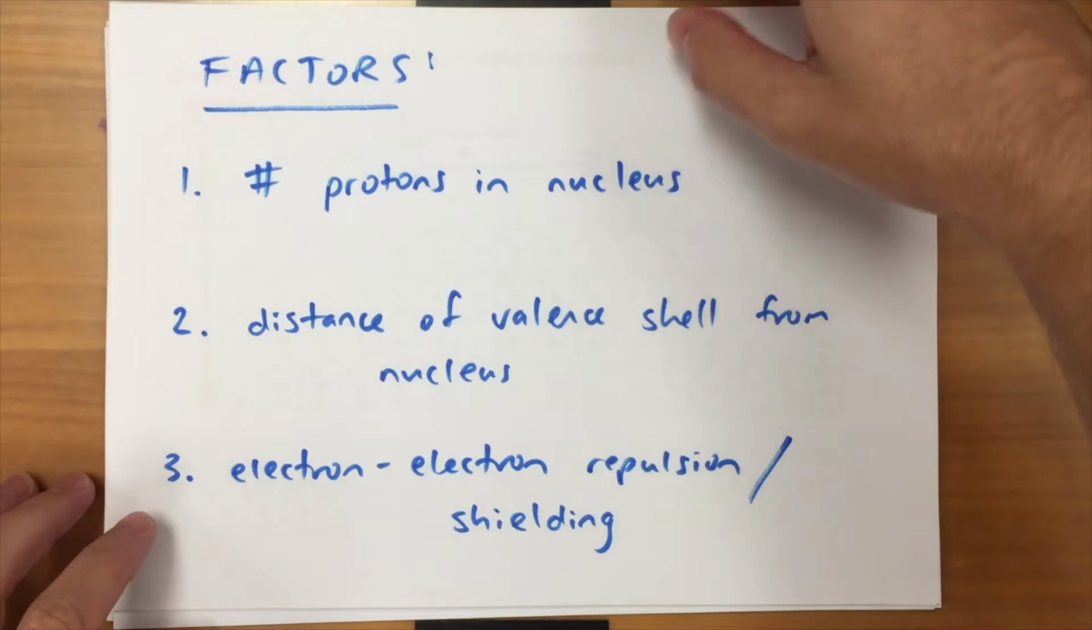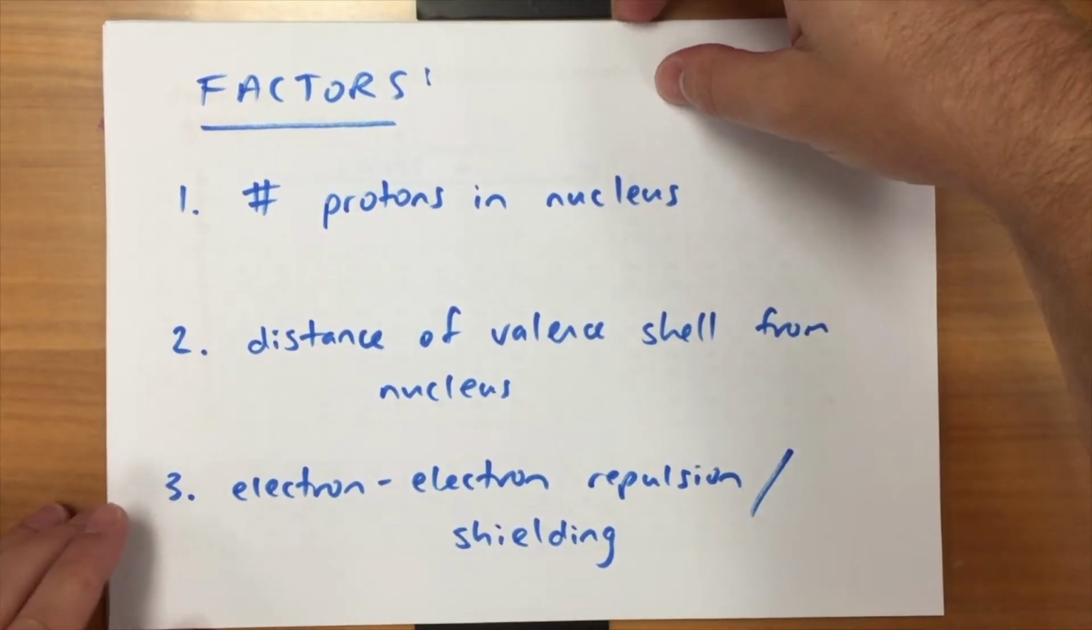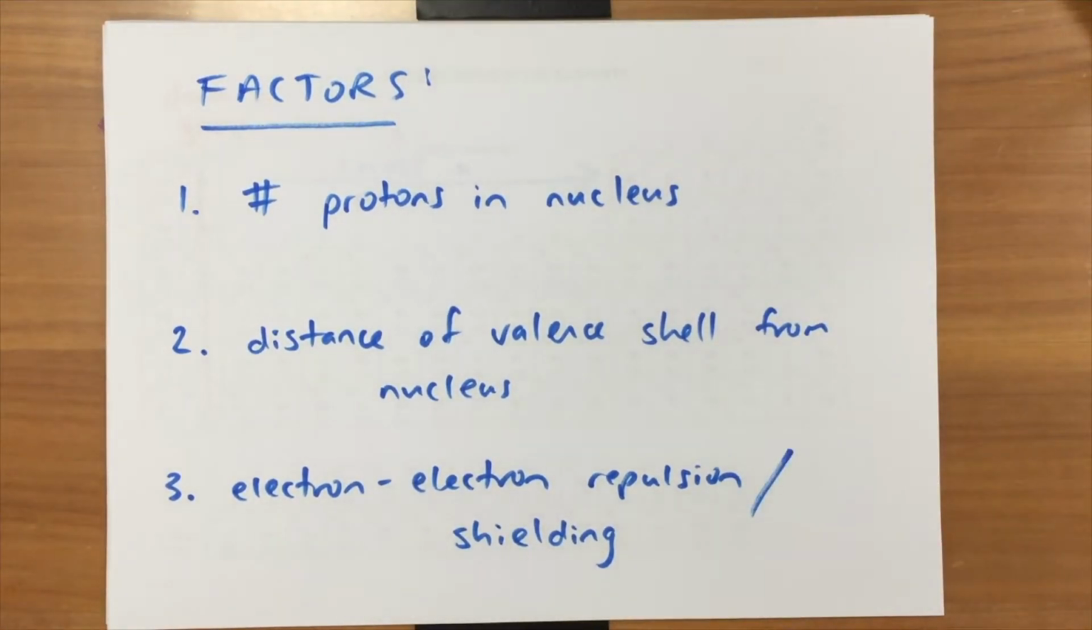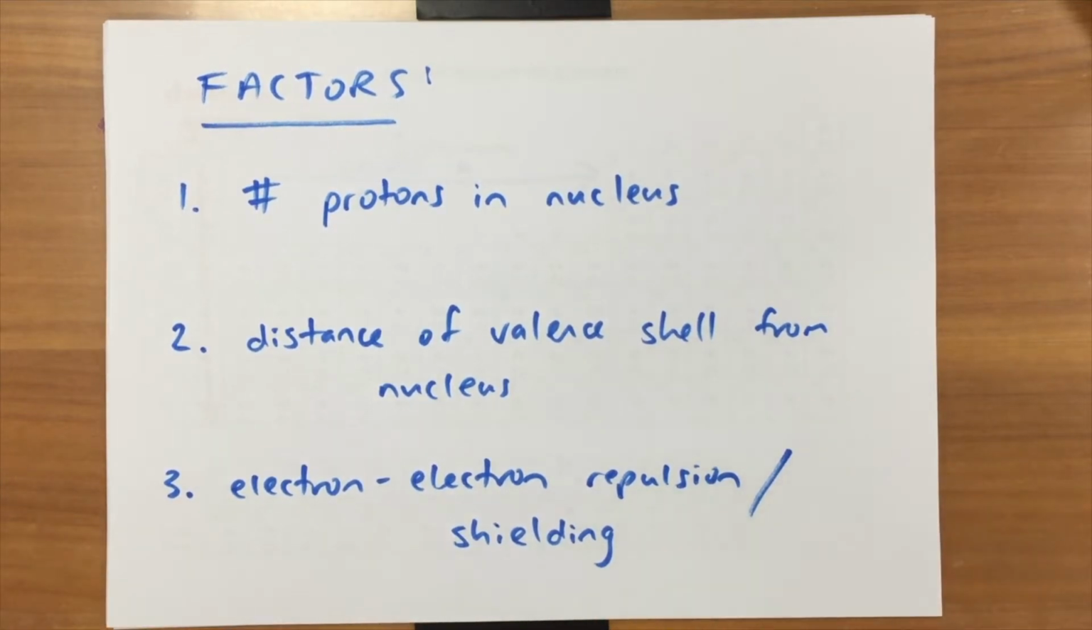So there are many factors that can affect how attracted the valence shell electrons are to the nucleus. The first factor is the number of protons in the nucleus. If there are 2 protons in the nucleus versus 7 protons in the nucleus, the atom with 7 protons has a greater nuclear charge, or more positive charge in its nucleus. That is going to have a greater attraction to the valence shell electrons.